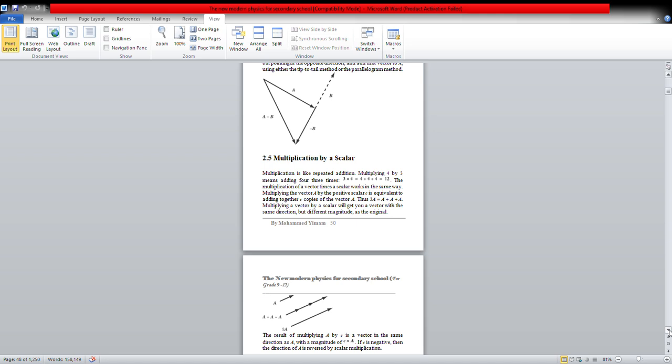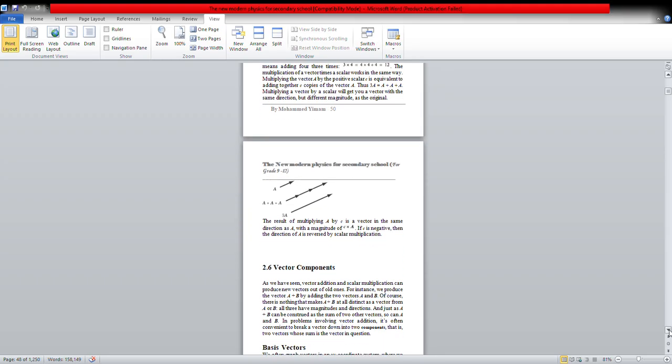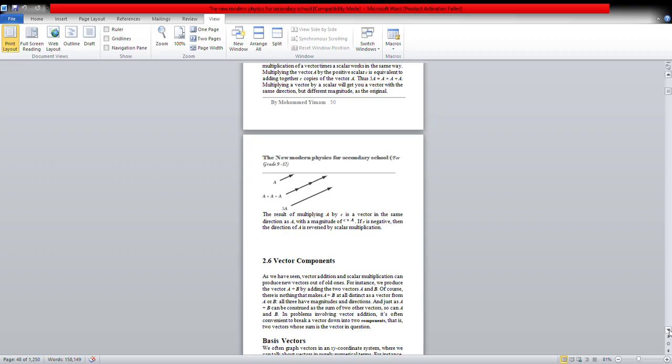Multiplying a vector by a scalar will get you a vector with the same direction but a different magnitude from the original. You can look at similar vectors A added together in the figure and get the last magnitude as it is. The result of multiplying A by C is a vector in the same direction as A with the magnitude of C times A. If C is negative, then the direction of A is reversed by the scalar multiplication.